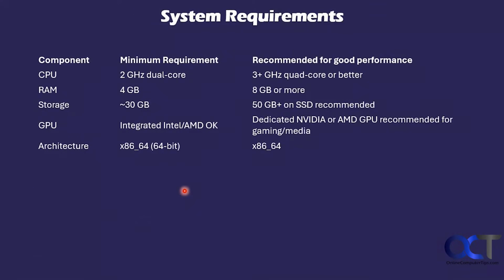All right, so let's go over the basic system requirements here. For the CPU, dual core, recommended a 3+ gigahertz quad core. Everybody's going to have something on the higher end these days anyways. And especially for RAM, nobody has less than 8 gigs on their computer, so this shouldn't be a problem. And of course, storage is going to depend on what you're going to be installing and what kind of games you're going to be running. And then you have the options for the integrated Intel and AMD GPUs, but they recommend an NVIDIA or AMD GPU for gaming. And then we have the x86 64-bit architecture.